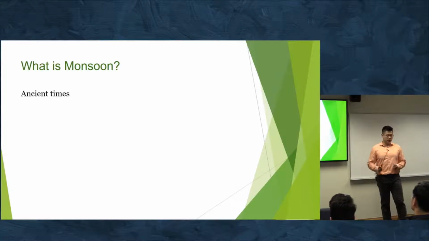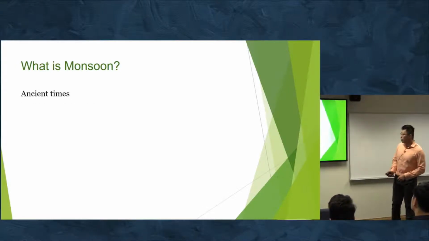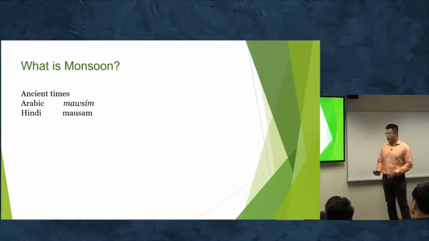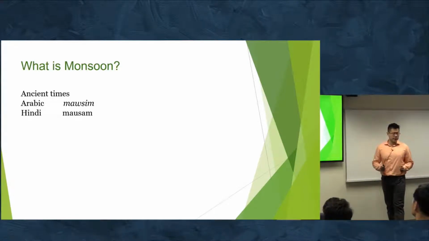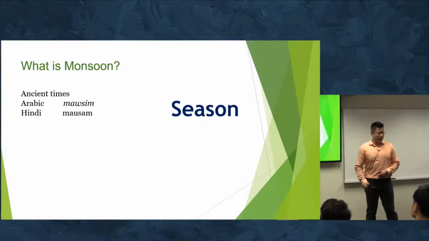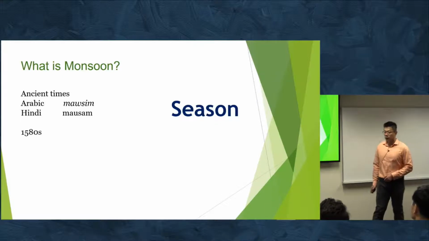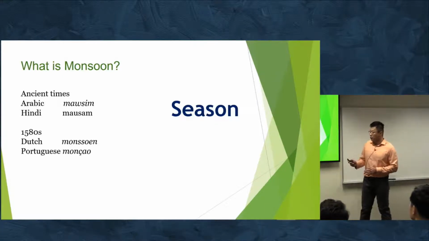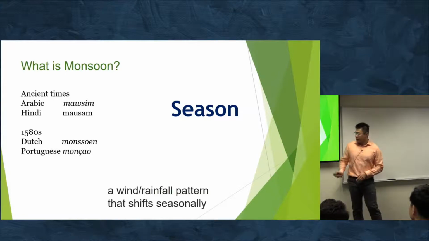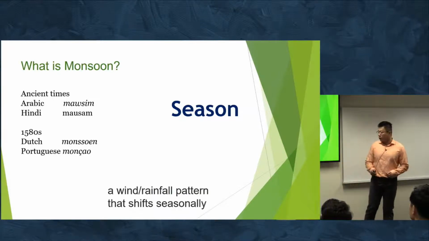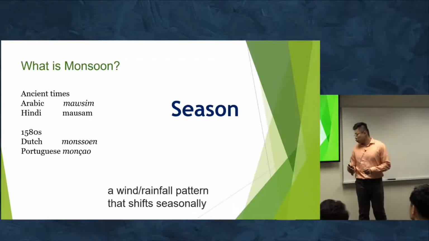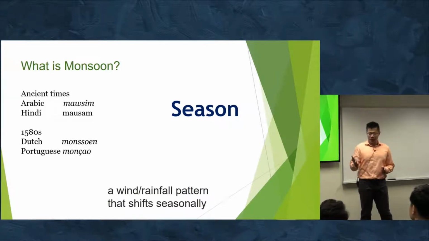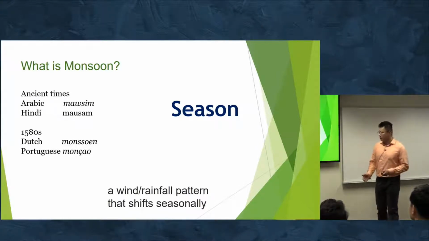The word monsoon originally comes from the Arabic and Hindi word meaning season. In the 1500s, European countries started to keep records of the monsoon, which means a wind or rainfall pattern that shifts seasonally. So you said wind, rainfall, storm.